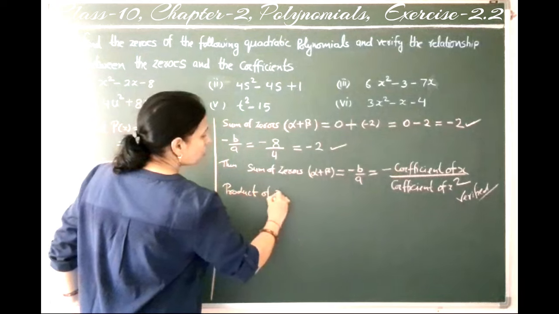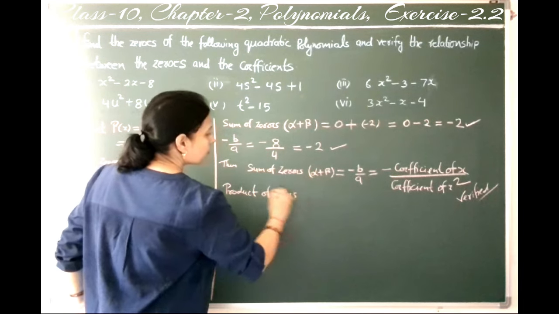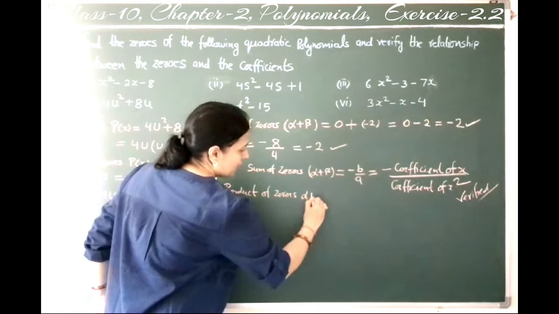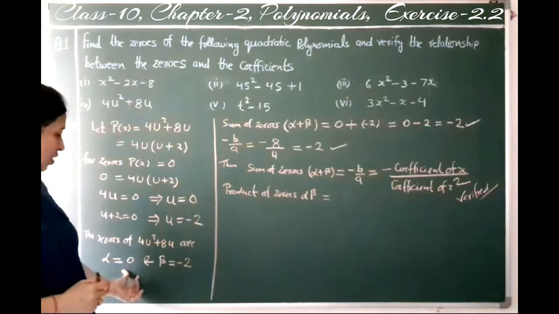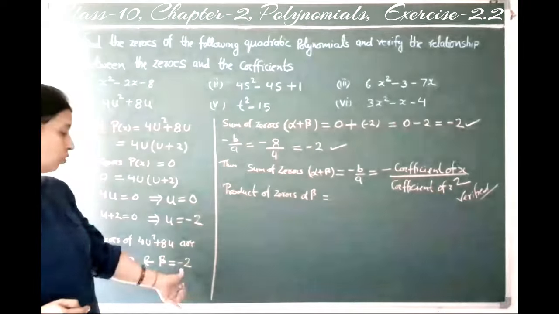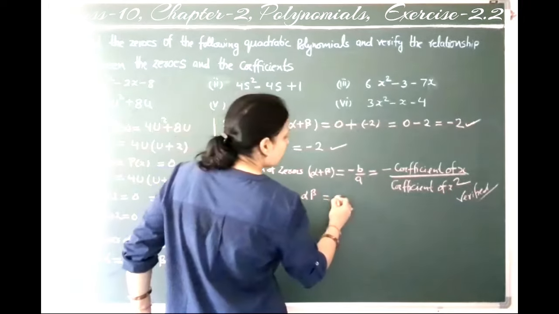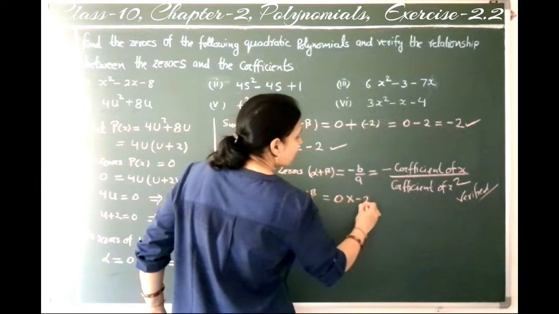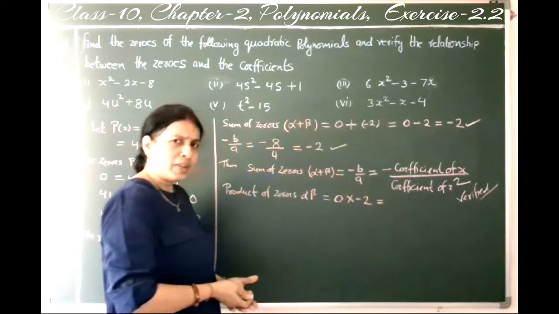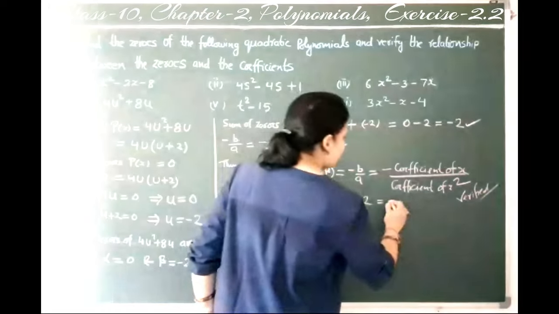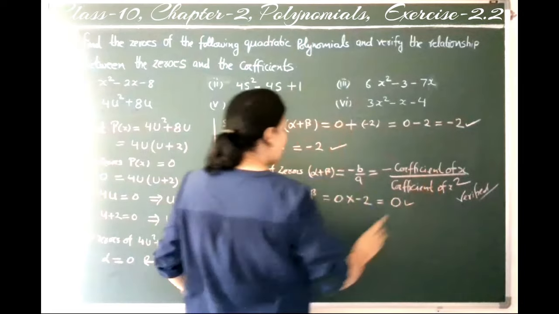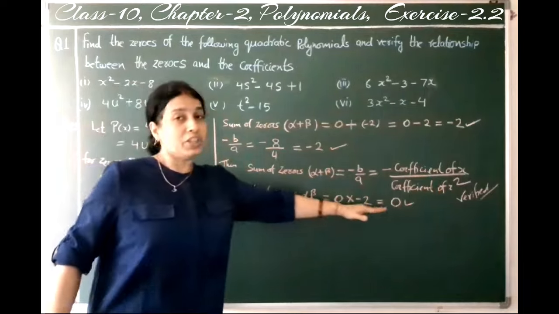Product of zeros is alpha into beta. Alpha is equal to 0 and beta is equal to -2. So write here 0 multiplied by -2. And we know that when 0 is multiplied by any number, we get 0. So alpha into beta, we have 0.